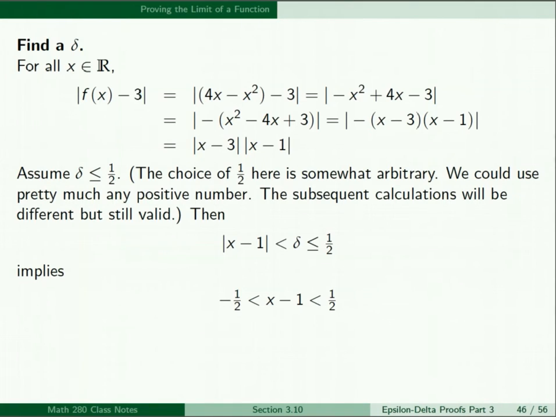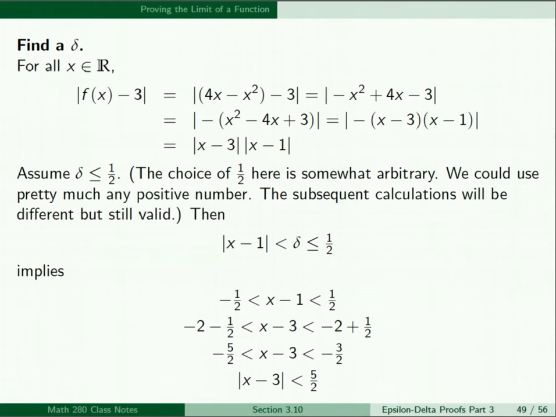Now, what I want to do is get an inequality for the absolute value of x minus 3. So I'm going to subtract 2 from all three sides of this double inequality to obtain x minus 3 in the center. So we'll obtain minus 2 minus a half is less than x minus 3 is less than minus 2 plus a half. And that simplifies to minus 5 halves less than x minus 3 less than minus 3 halves. And now, since x minus 3 is greater than minus 5 halves and less than minus 3 halves, the absolute value of x minus 3 has to be less than 5 halves.